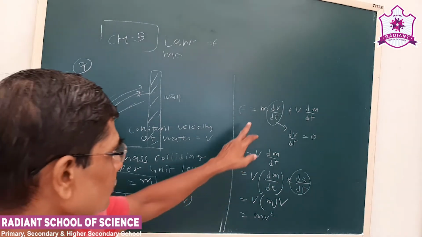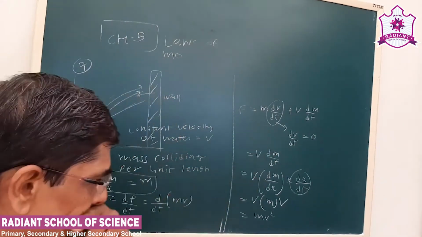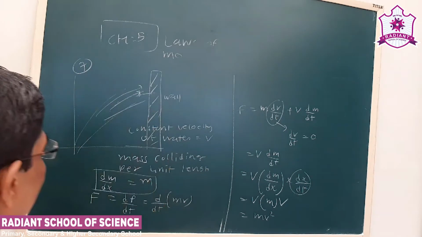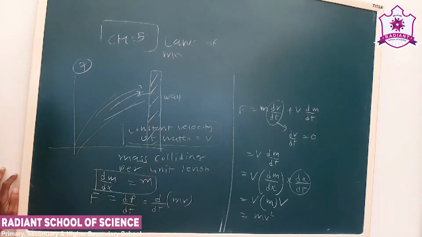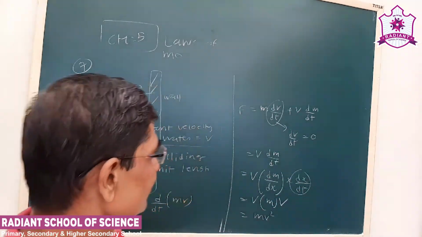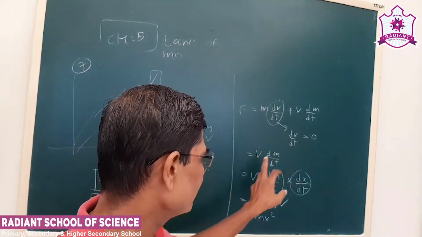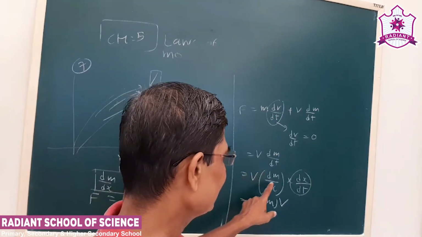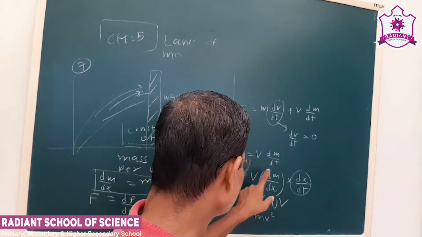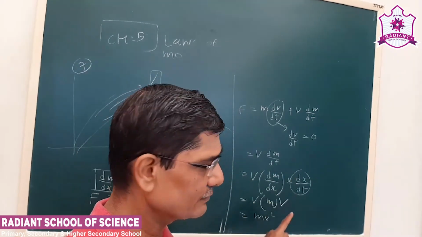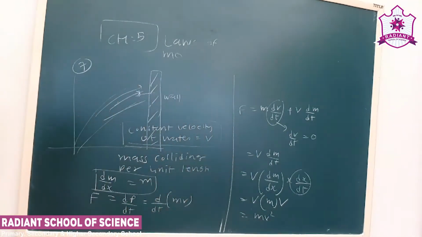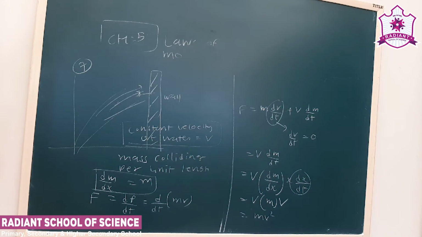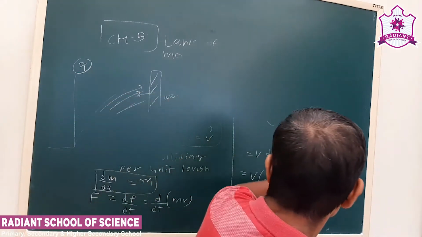See what we have done, we have used the help of chain rule. First function as it is, derivative of the second function, plus second function as it is, derivative of the first. See here, given that the constant velocity, so the dv by dt will become 0. So this term will become 0. V into dm by dt. So what is the data given here? We are given dm by dx. Why? There is a mass colliding per unit length. So that's why we take dm by dx into dx by dt. Now dm by dx is given as m, dx by dt is velocity, and so this will become mv square. Okay. Now see, this is about MCQ number 7.